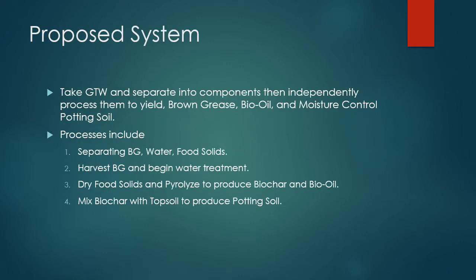The proposed system, designed by the group, is to take the grease trap waste and separate it into components, then individually process them to yield brown grease, bio oil, and moisture-controlled potting soil. The processes to accomplish this include separating the brown grease, water, and food solids, harvesting the brown grease and beginning water treatment, drying the food solids and pyrolyzing them to produce biochar and bio oil, and mixing biochar with topsoil to produce potting soil.